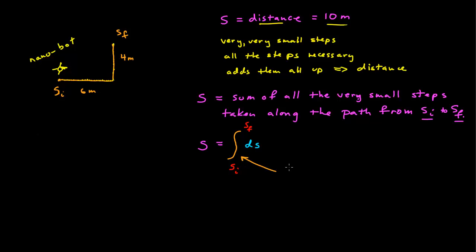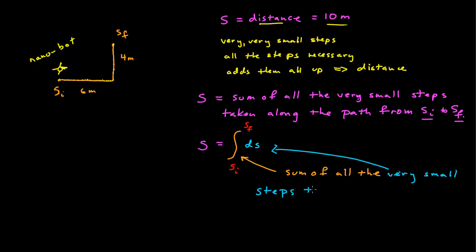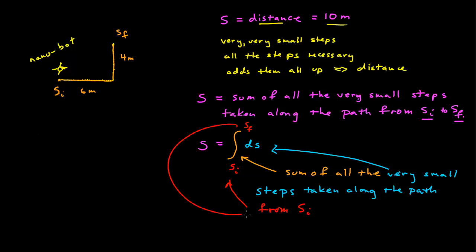This orange squiggly line means the sum of all the, and then this ds means very small steps taken along the path, and this here is from S initial to S final.